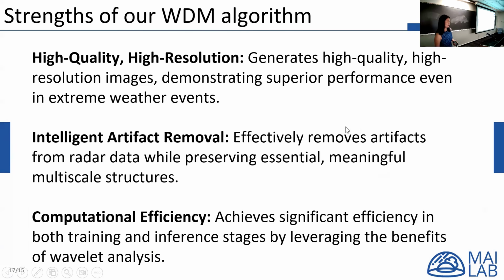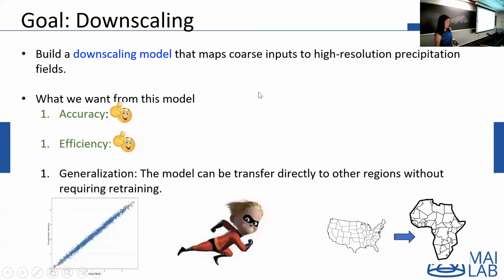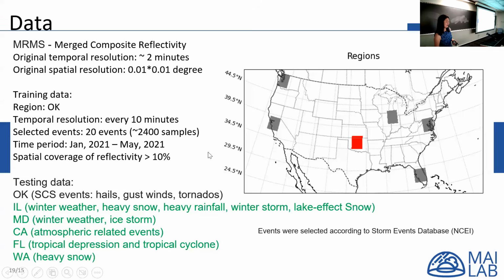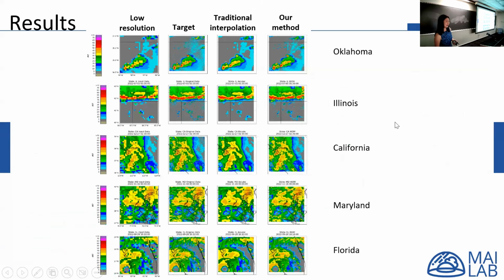Okay, so these are the strengths. We got accuracy, and we also got efficiency. Now we need to focus on generalization. This one is very difficult. We train the model in Oklahoma and then we apply it to different places. Because the time is limited, I just show the overall results.